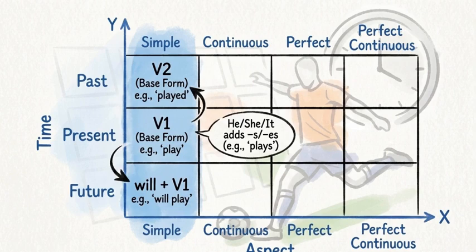Identifying the correct tense is a matter of alignment. Most sentences contain a specific time indicator that must be matched to its corresponding verb formula on this grid. Take the base action play in the simple column.